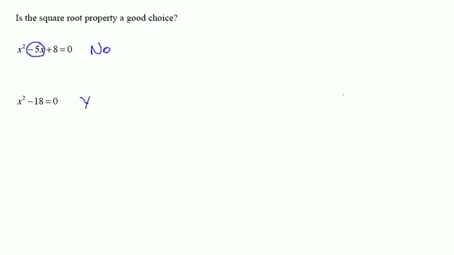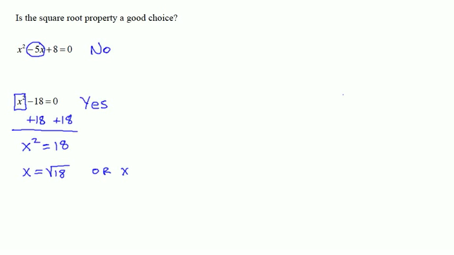The second example, x squared minus 18 equals 0, is a good choice because it does not have a linear term. There's no x there that's not squared or part of a squared expression. So this one we would simply start by isolating the squared expression, and we would do that by adding 18 to both sides. That would give us x squared equals 18. And then we would apply the square root property from here. X equals the square root of 18, or x equals negative square root of 18.